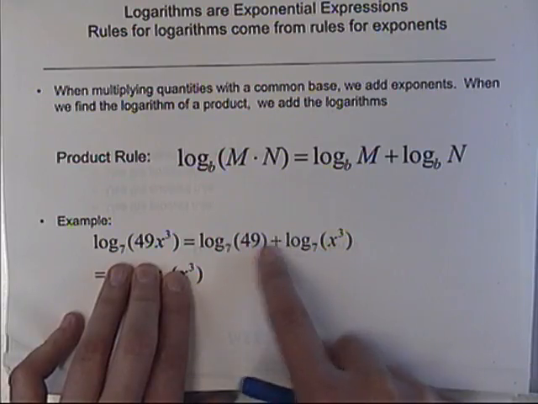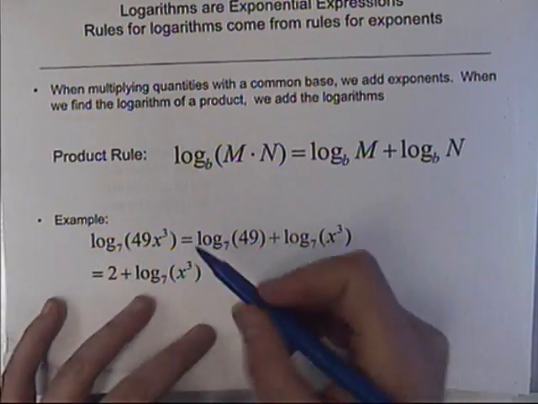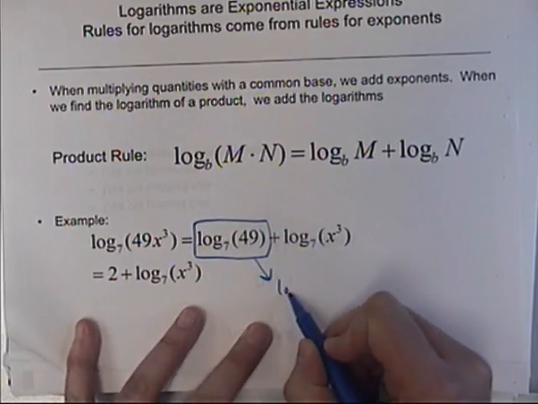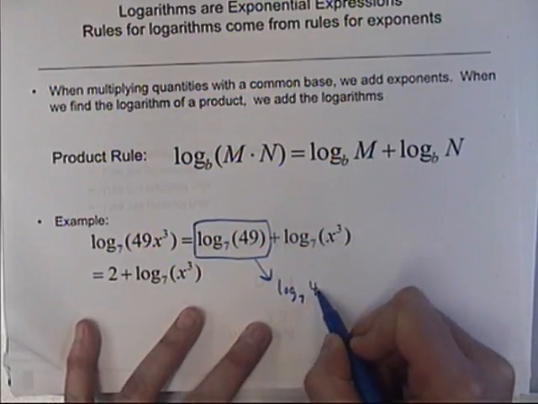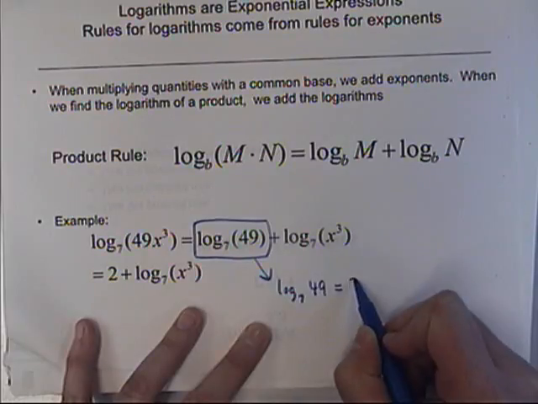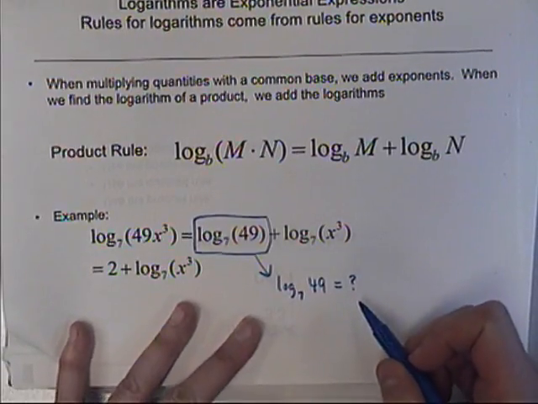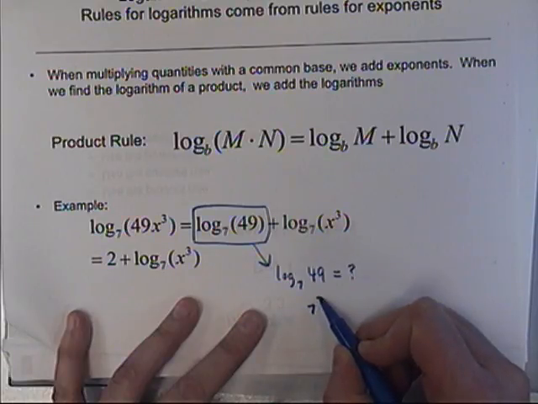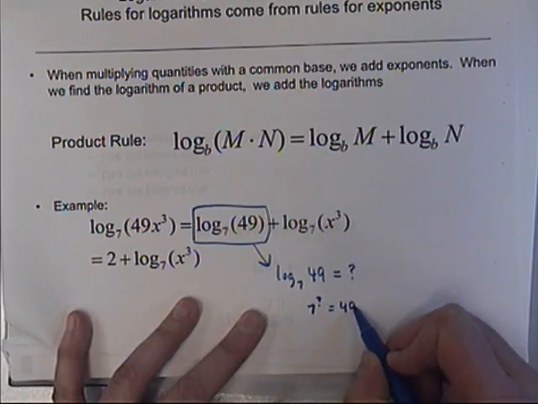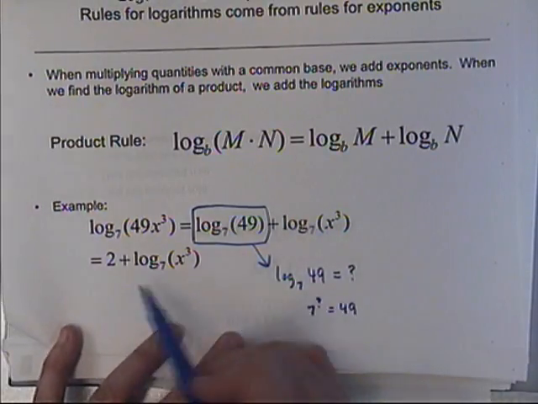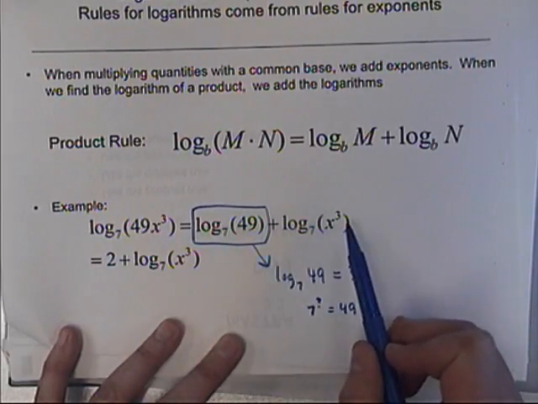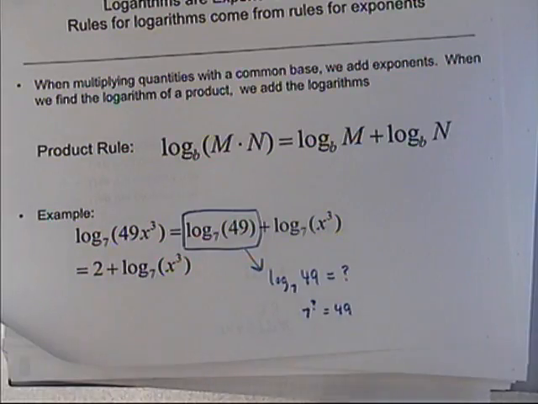Sometimes you can go a little further because you can take this little section right here, log base 7 of 49, and you can actually figure out what that is as a singular value by saying, hey, what is this equal to? Set it equal to a question mark. So writing in exponential form would be 7 to what power equals 49? Well, obviously that's 2. So you can see we've rewritten our final answer where it's 2 plus log base 7 of x cubed.